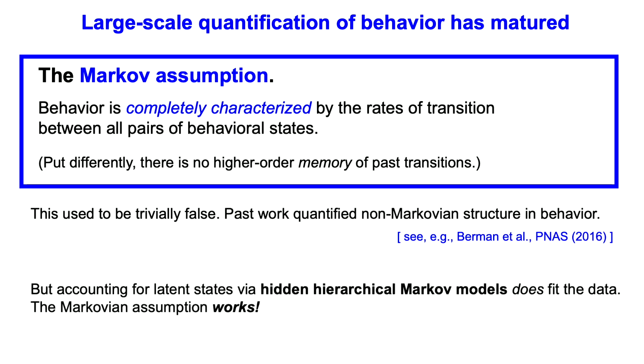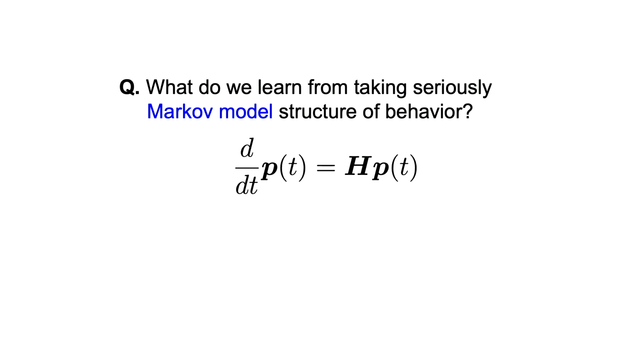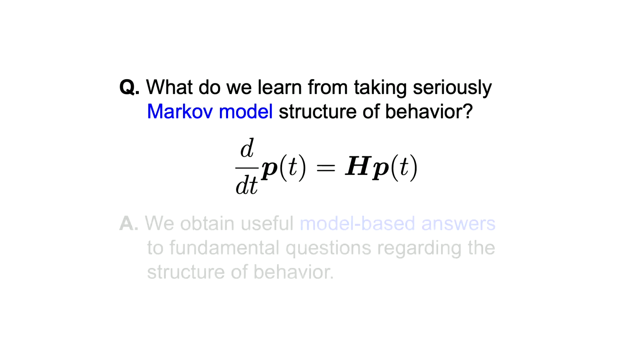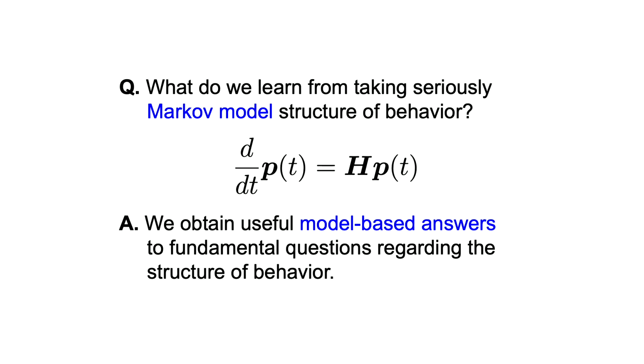But what's extremely interesting within the past few years is that it's been shown that if you account for latent states, perhaps by taking into account structure in simultaneous neural recordings, you can actually get Markov models that fit. So the key question I want to ask and present is, if you have this Markov model, and if it fits, and if we take it extremely seriously, what does it really tell us about the large-scale structure of behavior? And I claim that you can use this model to come up with model-based answers to interesting fundamental questions about the structure of behavior.